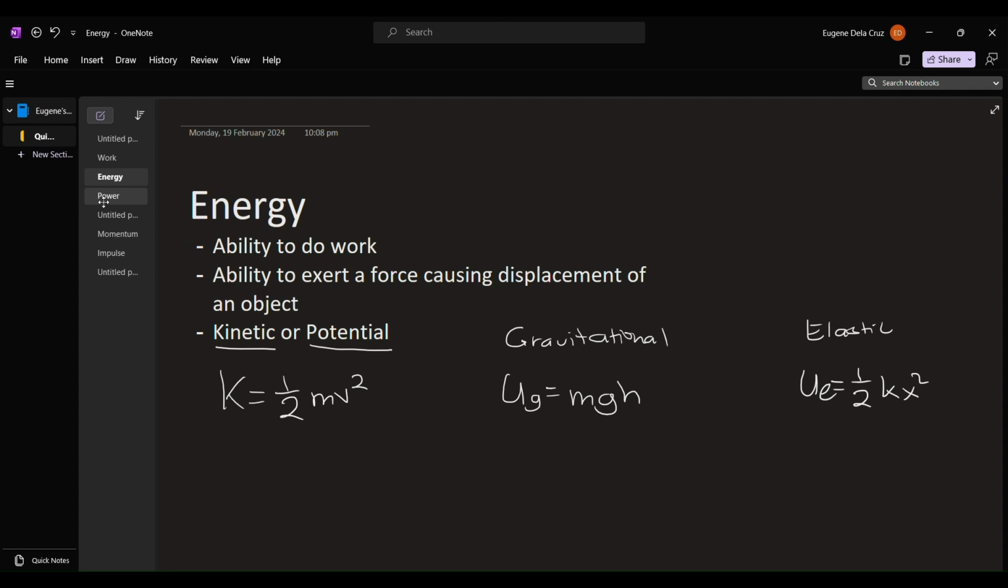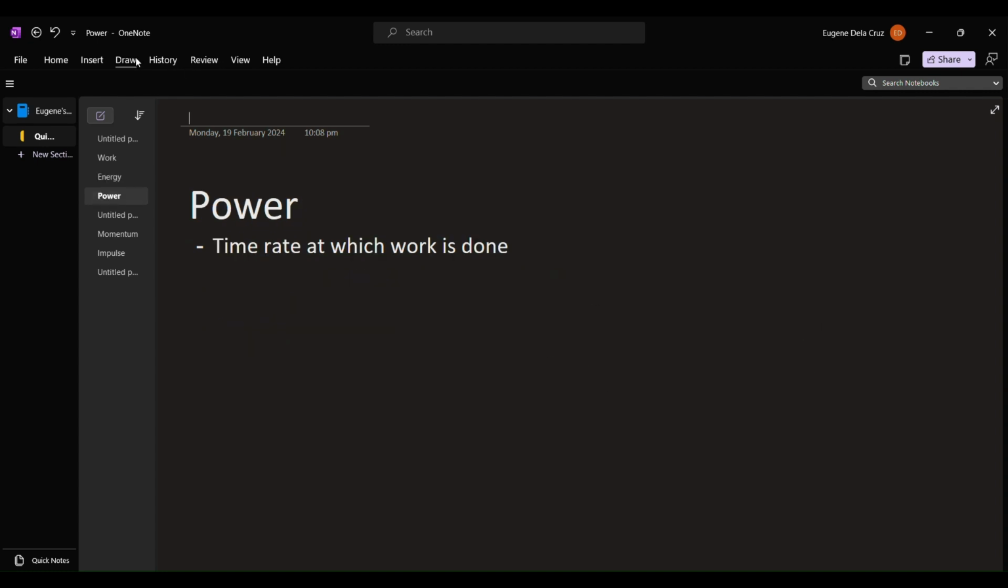And then moving on to the next concept, which is power. We define power as the time rate at which work is done. Or in mathematical terms, P is equal to the work done, or delta W, over the time interval, or delta T.